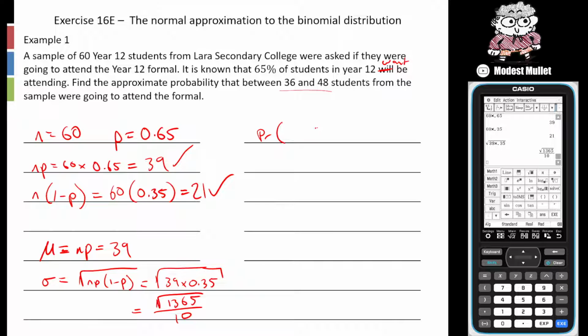Now we just want to find the probability that x is going to be between 36 and 48. We can do that on our CAS, just doing a normal distribution, continuous, normal. Our lower bound is 36. Our upper bound is 48. Our standard deviation is the square root of 1365 divided by 10, and our mean was 39. Go OK, and that is going to be equal to 0.7842 to 4 decimal places.